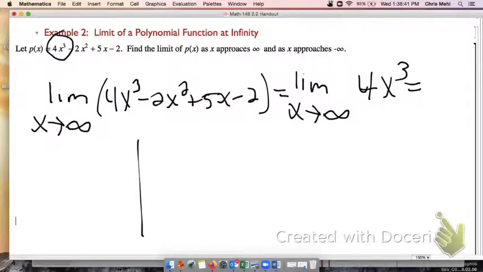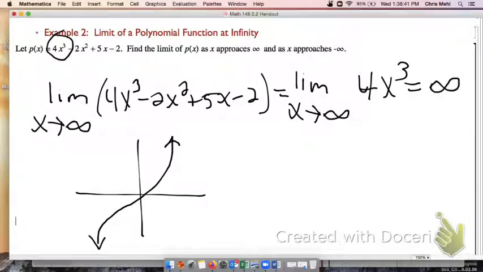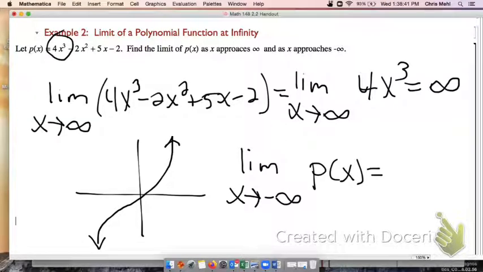Okay, well, think about the graph of 4x cubed. It's an odd power of x with a positive coefficient. The graph looks like this. So the limit as x goes to infinity of the original polynomial is going to be infinity, and the limit as x goes to minus infinity of p of x, that polynomial up there, is the same as the limit of the leading term 4x cubed, and if you look at the graph of 4x cubed, the graph goes down on the left. Okay, so that's the limit of a polynomial function at infinity.